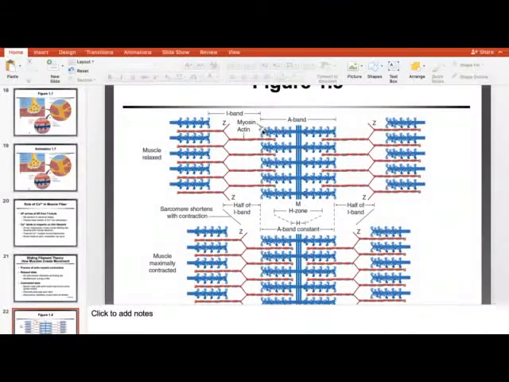It's like you're playing tug of war, and right now you have 5 people pulling in this direction and 5 people pulling in that direction. But in this situation, you have 10 people pulling on the rope. So there's going to be a better contraction here. We'll talk about that later.